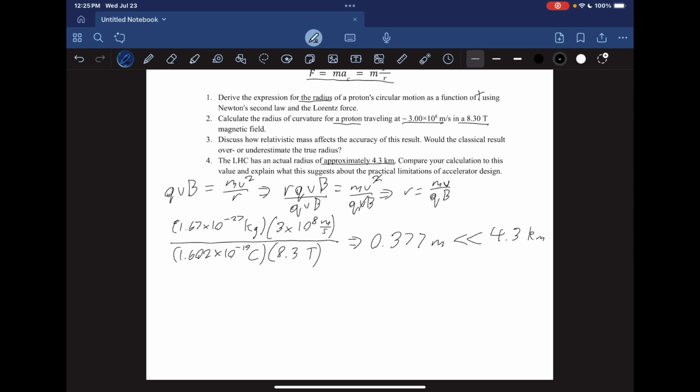I'm not going to get too deep into that. There's a lot of people who can explain that a lot better than me. But essentially, as a proton approaches the speed of light, all sorts of weird things happen. So while it may have a speed of 3 times 10 to the 8 meters per second, it doesn't actually have that mass of 1.67 times 10 to the negative 27 kilograms. It changes and has a more relativistic mass. So the answer is that this classical result severely underestimates the true radius of the LHC.